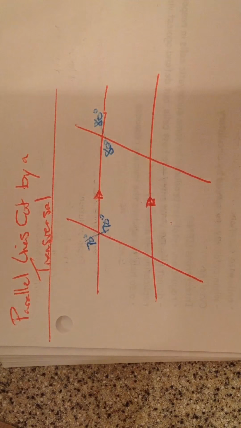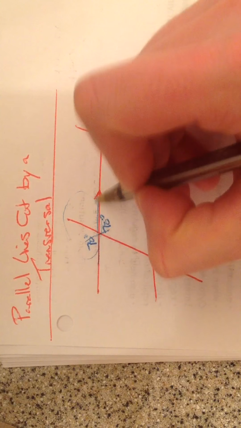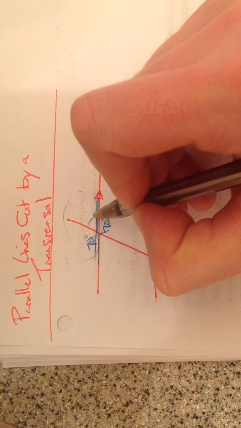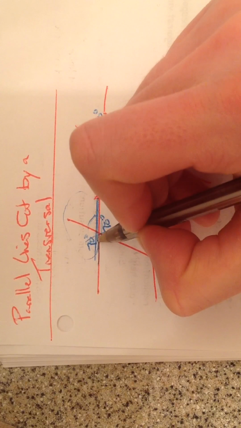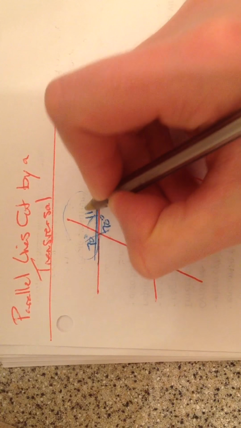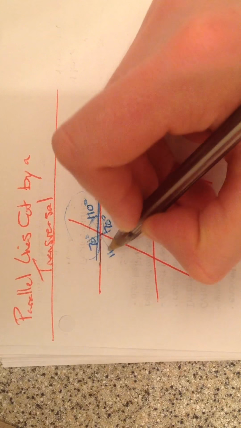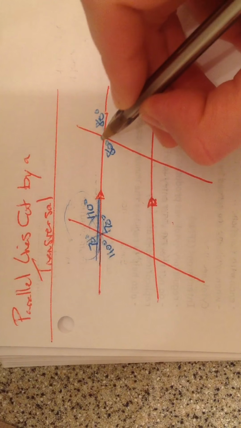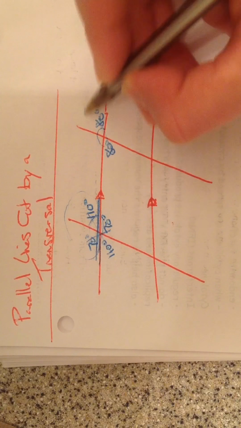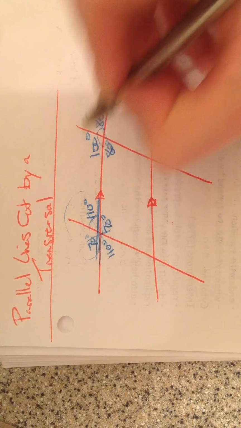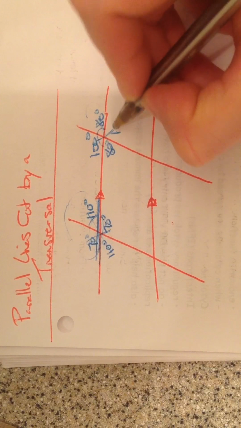We also know, since this forms a line right here, that this whole thing is 180. Therefore, if I already know this is 70, this angle has to be 110 degrees to make it equal 180. Well, opposite angles are congruent, 110. So, if this whole thing is 180, and this is 80, this has to be 100. Opposite angles, this has to be 100.